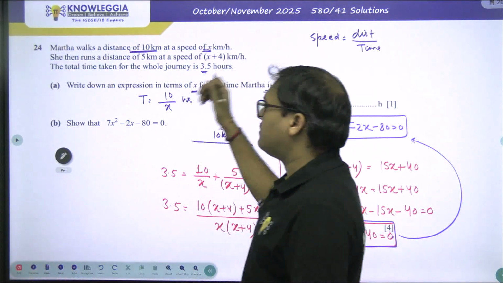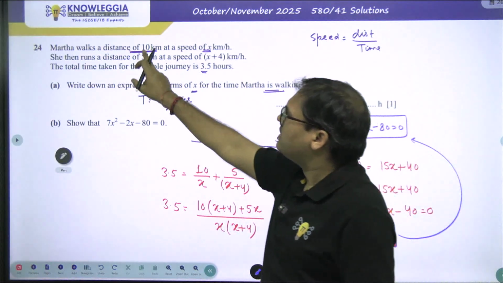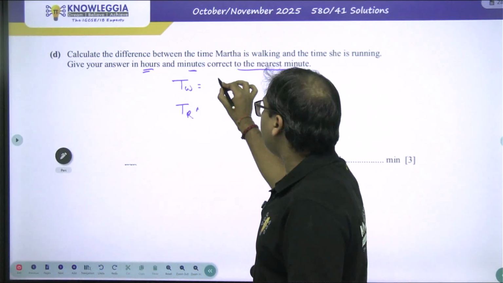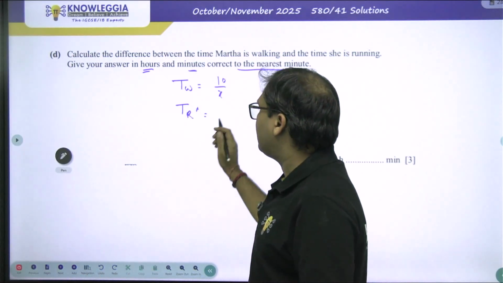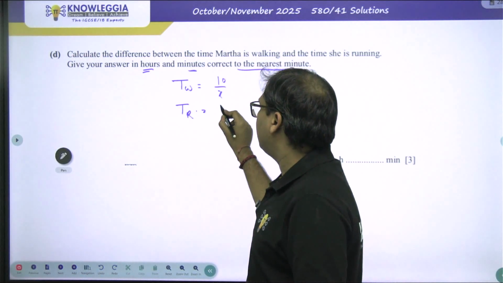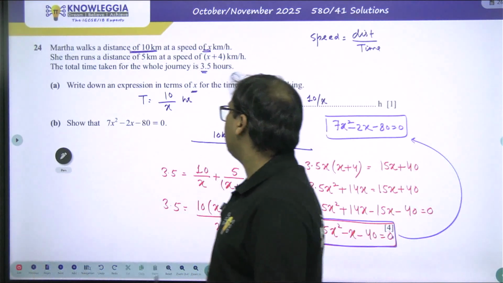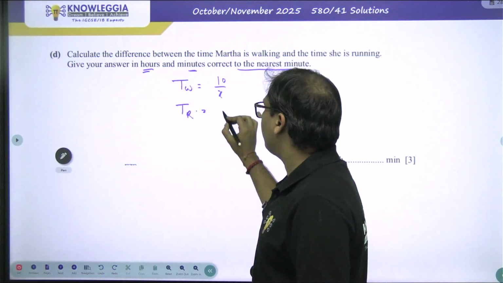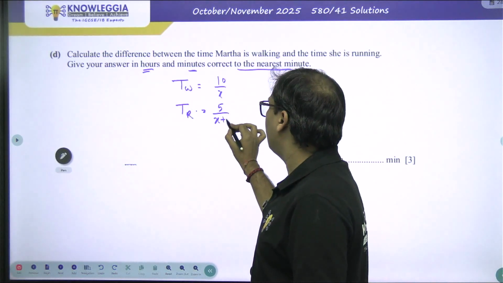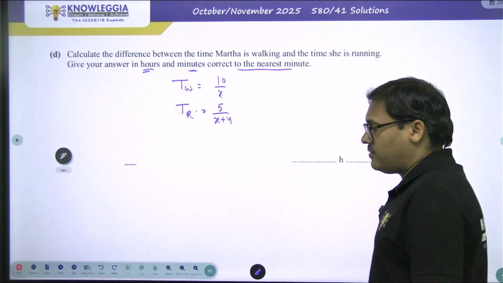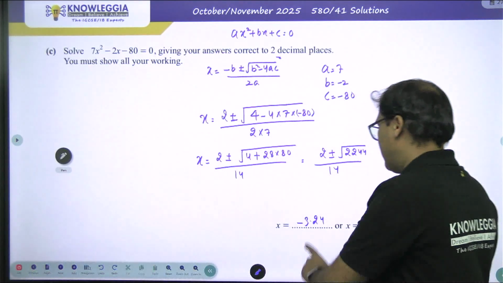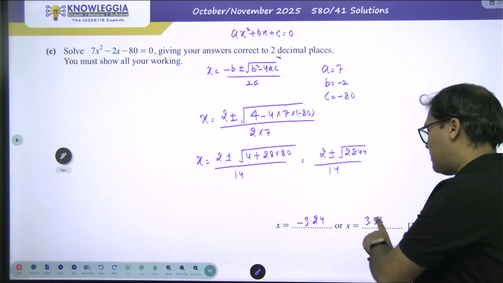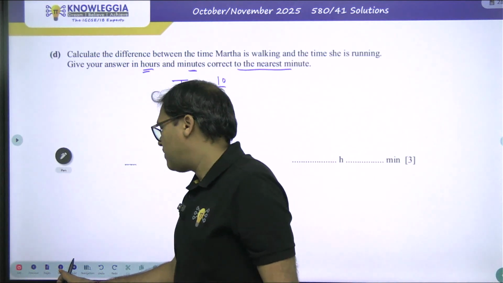You can see the time taken for walking is 10 by x. And what is the time for running? For running, the time taken is 5 by x plus 4. Correct? Now, what is the value of x? We have already got the value of x if I solve that equation. And obviously, x cannot be negative because this is a distance. So this is 3.53. So let's put x equal to 3.53.